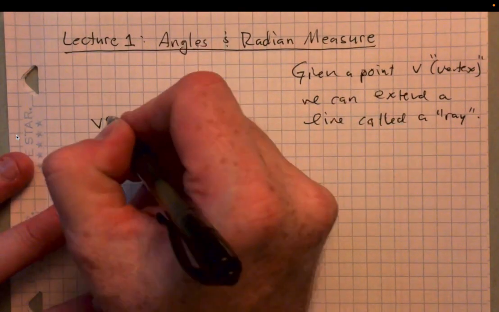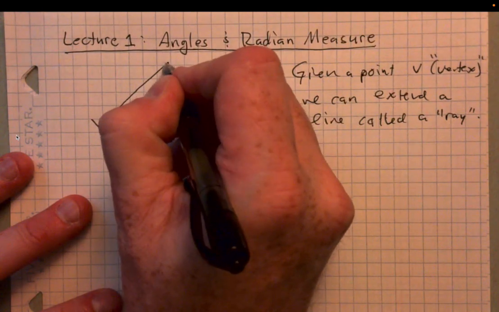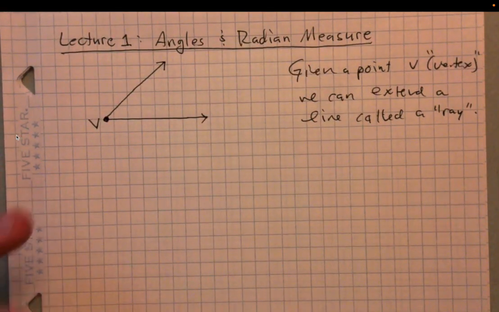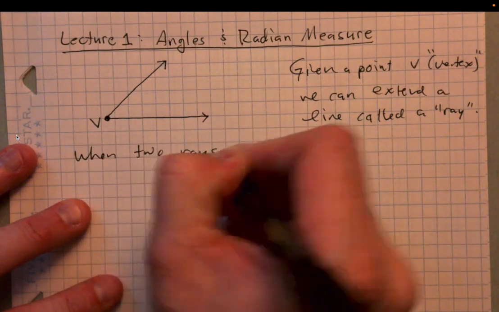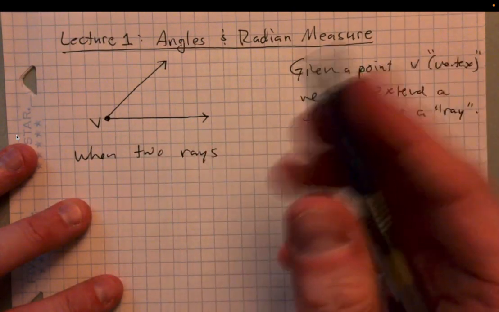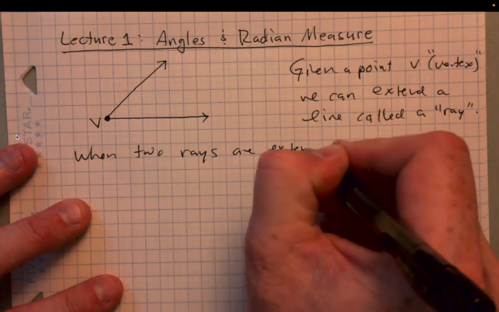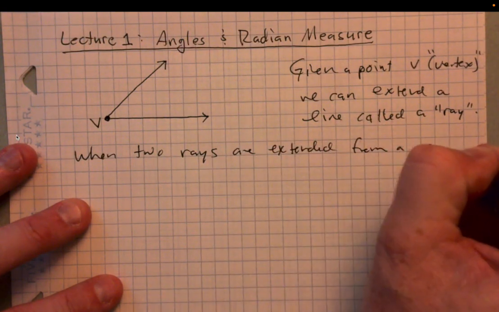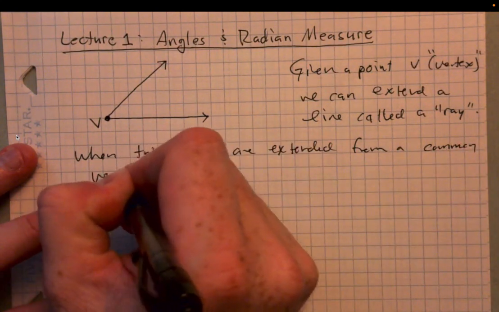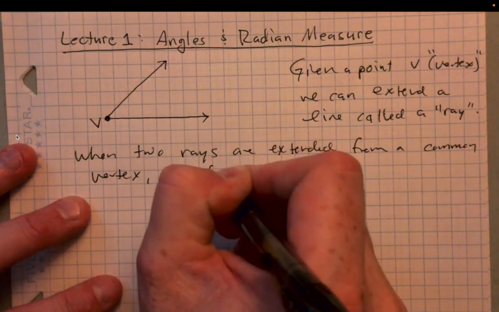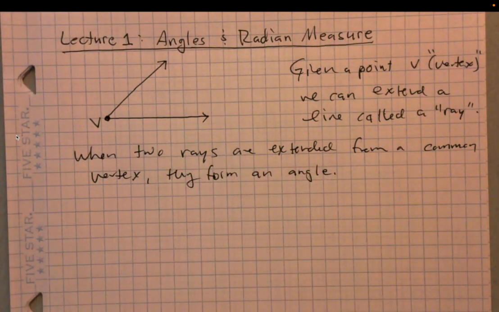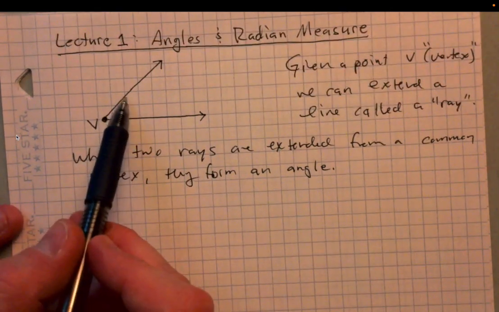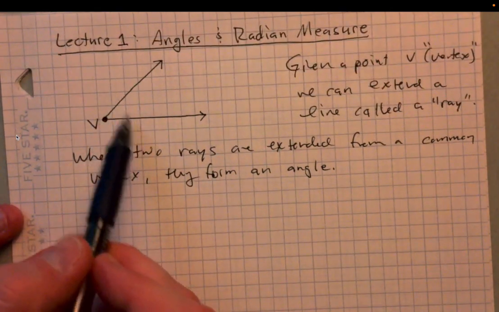Now, when two rays extend from a common vertex, they form what's called an angle. And the angle is really the space between the two rays. So it's going to be this thing here.